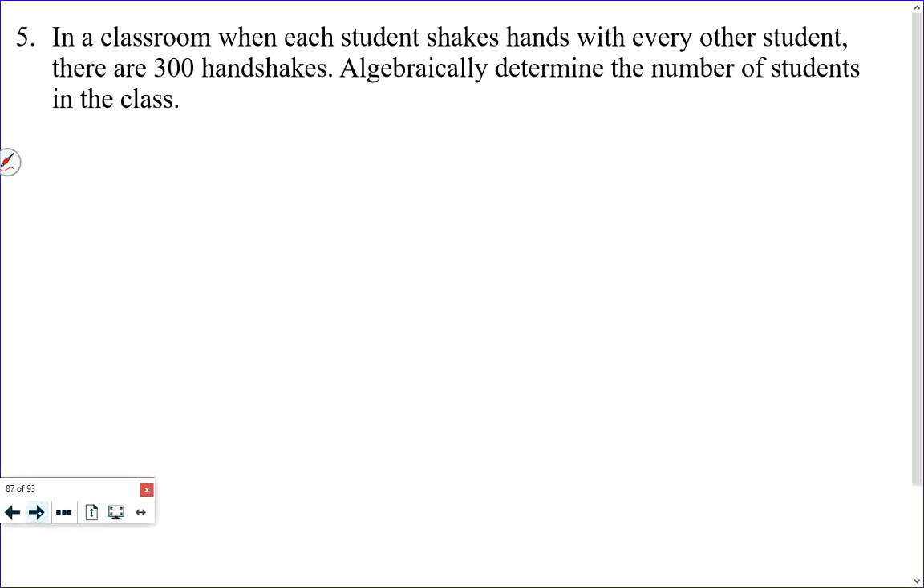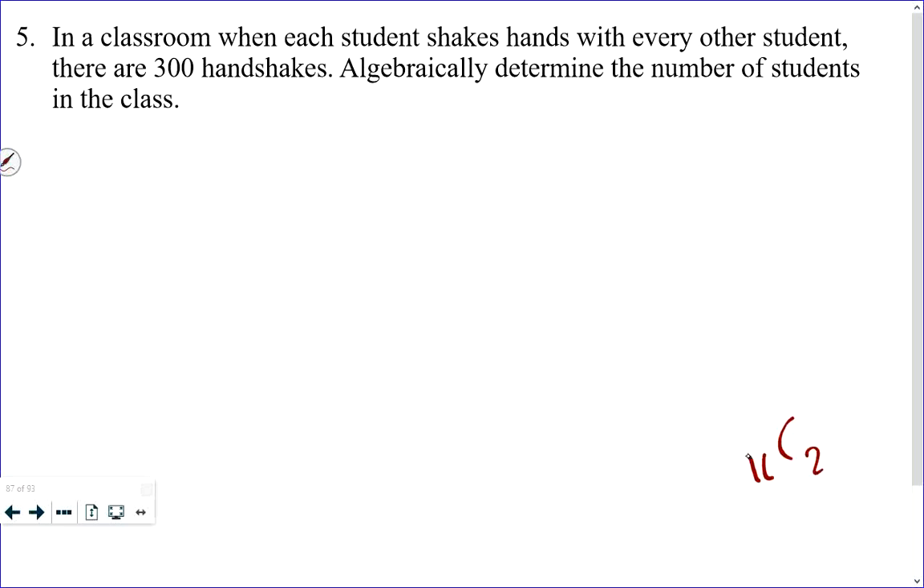In a classroom, when each student shakes hands with every other student, there are 300 handshakes. How many students are in the class? Seems like, are you kidding me? Out of left field. But in order for there to be a handshake in this room, there are 11 students in this room. For each handshake, you need to choose 2 people. So if I said to you, how many ways can you shake hands with everybody and everybody shake hands with everybody else in this classroom right now, it would be 11 choose 2. Because of the 11 students, you need a pair to get a handshake.